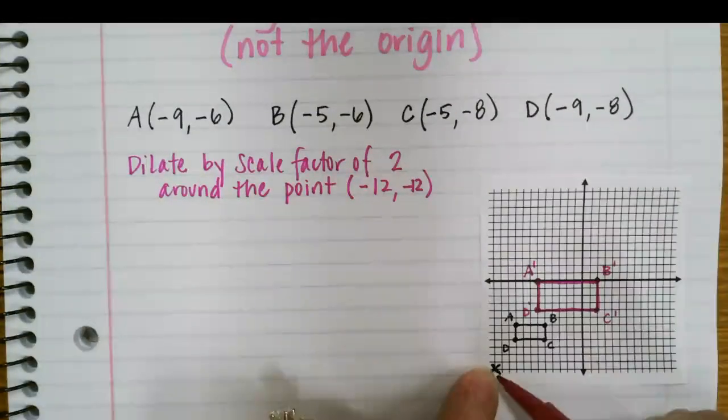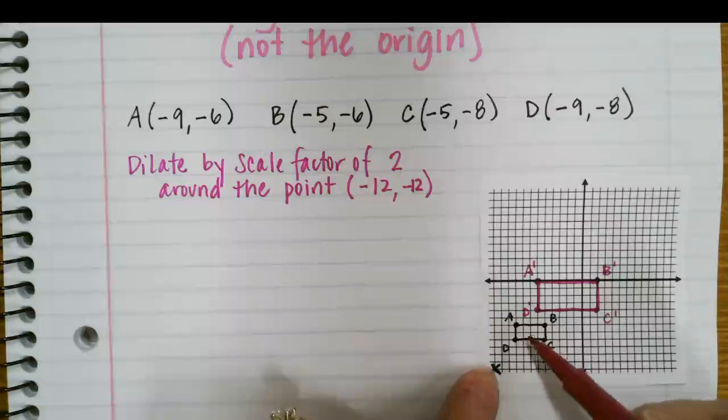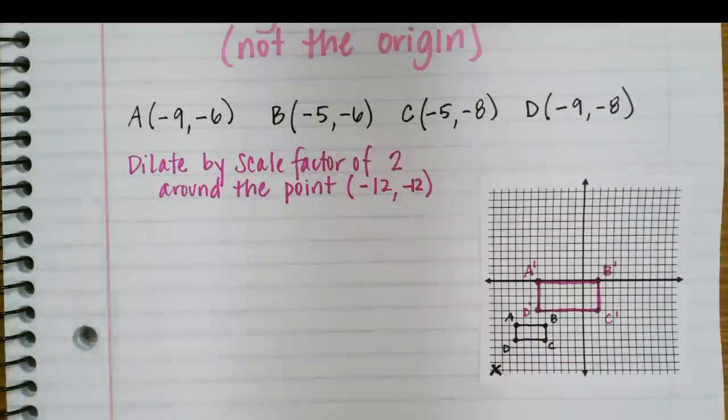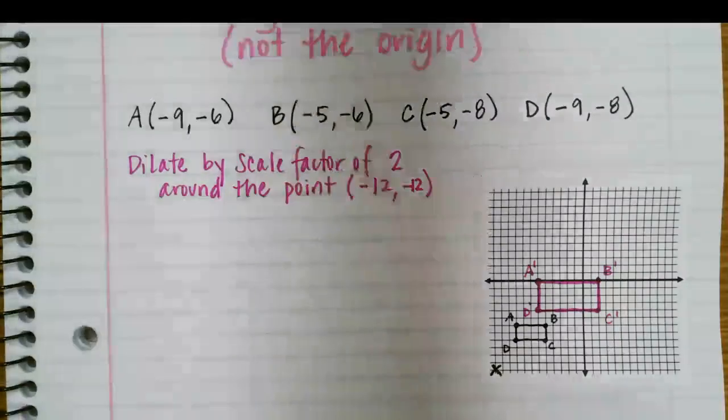All right, so what that means is just that it's going to be twice as big and twice as far away. So I basically used more of a slope approach, where I just took how far over and how far up, and multiplied that by 2. So I did that twice.